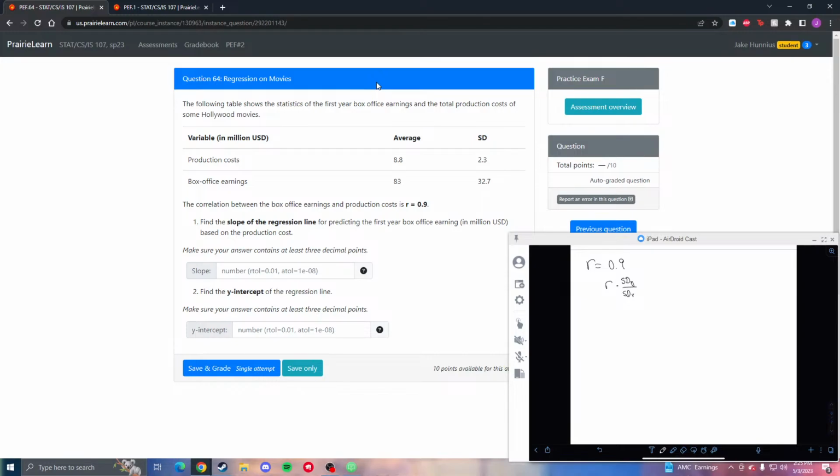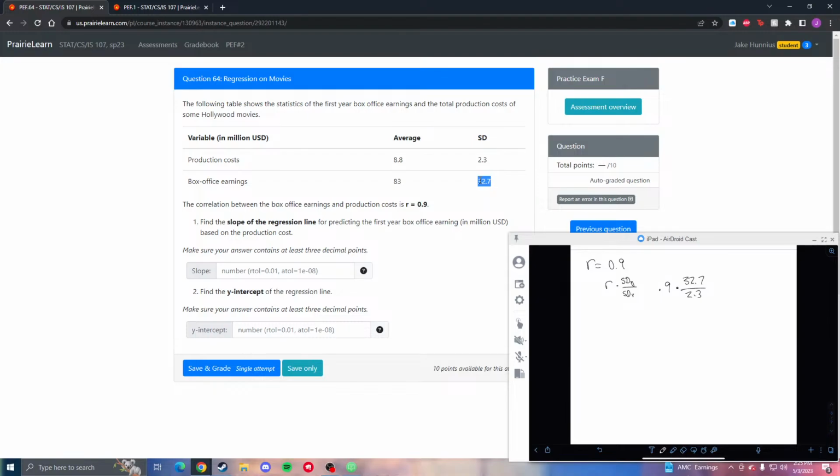Alright, so find the slope of the regression line predicting the first year box office earnings. Box office earnings are our y. Production costs are our x. So it's going to be 0.9 times SDY 32.7 over 2.3. 0.9 times 32.7 divided by 2.3.